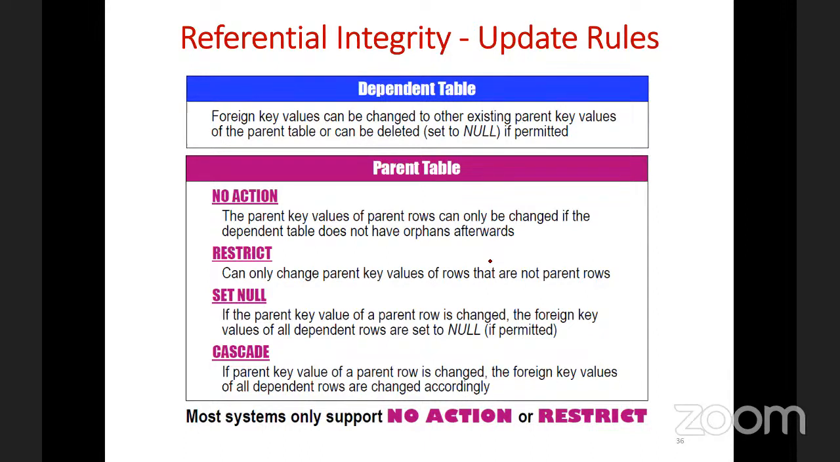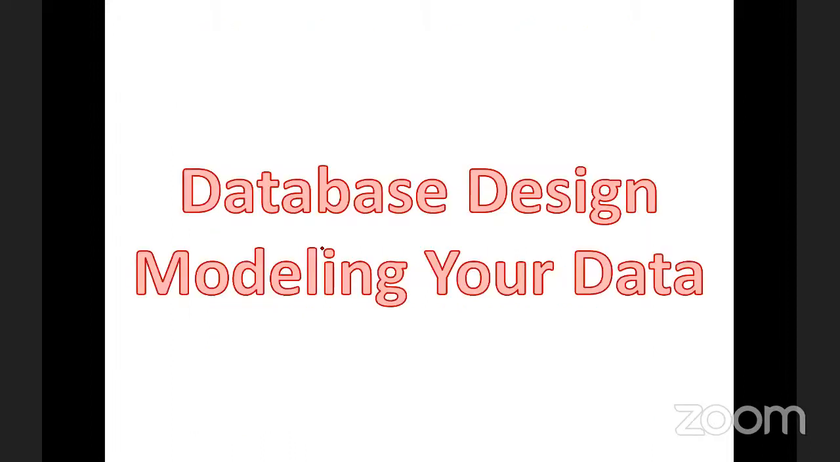Cascade means that if you are deleting some parent, the child row will automatically be deleted. So usually we don't go for that. Most of the systems basically support no action or restrict. They are the same thing. So by default, when you choose SQL, the default choice is restrict, because if you cascade by mistake and delete something, it will have long repercussions. So remember always these update rules.